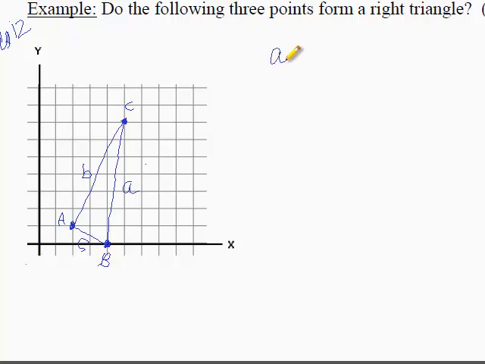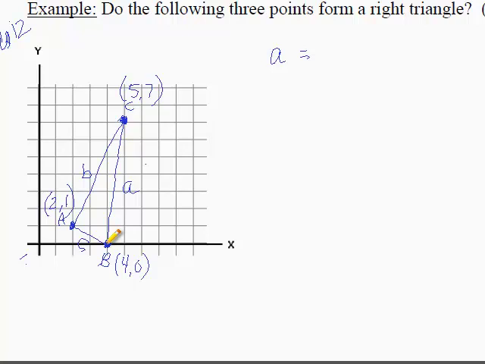So I'm going to start with side A. Side A is from B to C, and the order doesn't matter. But if I look at B, maybe I'll label the points here for you too. 4, 0, this is 5, 7, this is 2, 1. Just so that our sides are labeled. But let's take a look. From 4, 0 to 5, 7 is where we're looking to go.